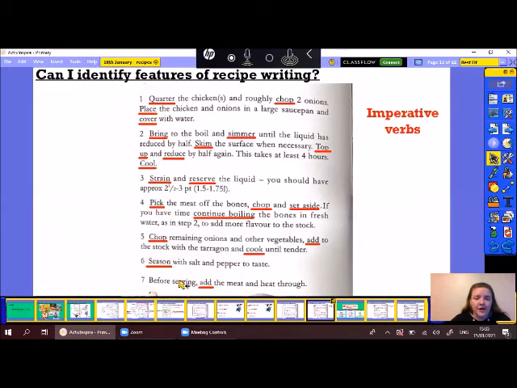Pick the meat. But it doesn't always come at the beginning. If you have a look at instruction number 7, it says before serving, add the meat and heat through. Add is actually the verb, that's the doing word in that sentence, but it doesn't come at the very beginning. So what does come at the very beginning? Before serving. That tells us when to do it. Can you remember what that's called?